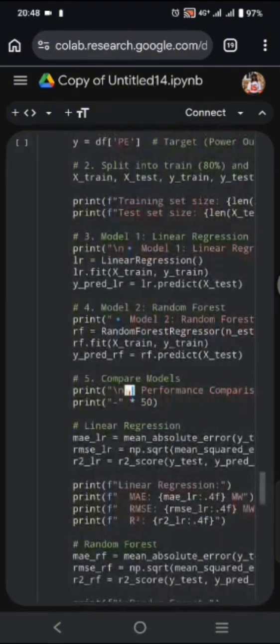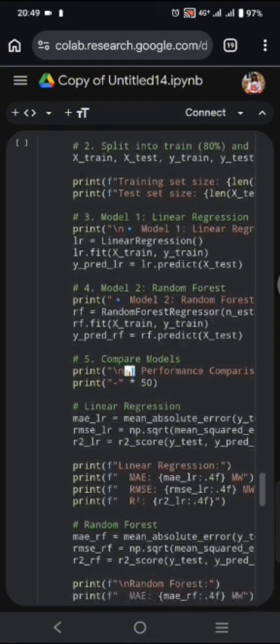And for my models, I made use of two models. I compared two models. The first model is the linear regression. The second model is the random forest. So my first model, the linear regression, is just a simple baseline, while the second model is a more powerful ensemble model.